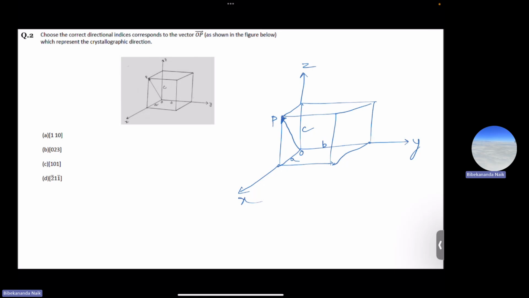So if you see, the projection of OP along the x-axis is A, and the projection of OP along the z-axis is C. And since it is passing through the xz plane, in the xz plane, y equals 0 always. So y will be 0 into b.